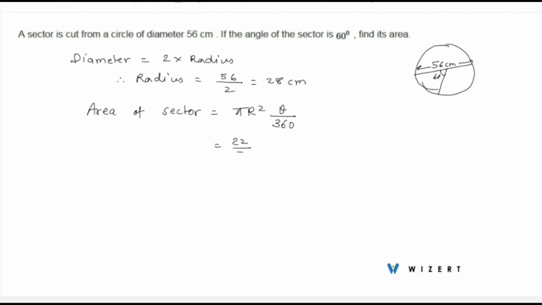So 22 by 7 into 28 into 28 into 60 by 360. Now 60 by 360 can be written as 1 by 6. We are left with 7 4s are 22 multiplied by 4 multiplied by 28 multiplied by 1 by 6. Now this can be simplified further as 2 and 3. So let's multiply. We have 44 multiplied by 28.